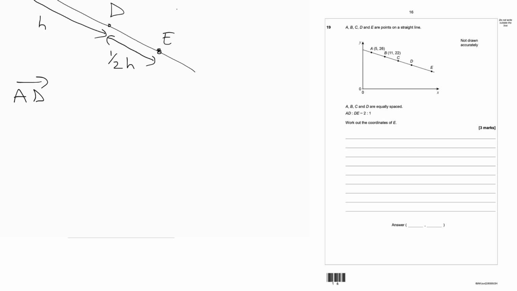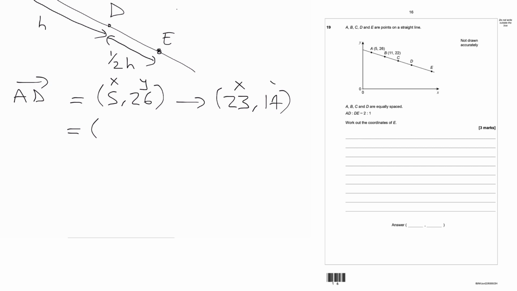So to go from A to D, we are going from A, which is 5, 26, to D, which is 23, 14. So the vector that represents that change, well, to go from the x coordinates, so I'll just mark the coordinates here. So the change in the x here, to go from A to D, is a change of plus 18. And to go from 26 to 14 is a change in the y of minus 12.